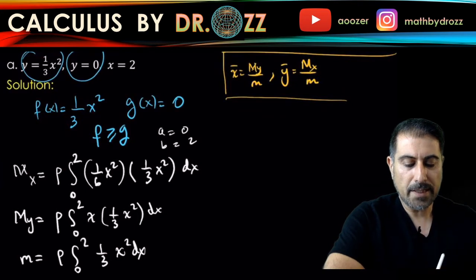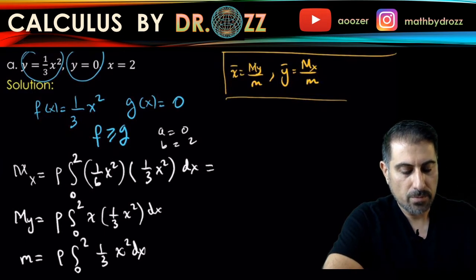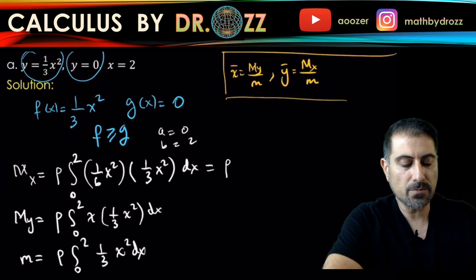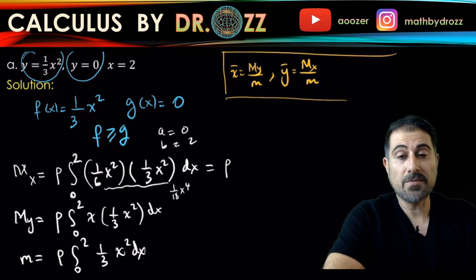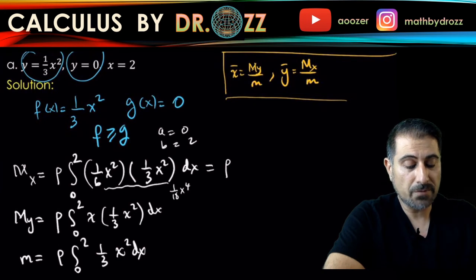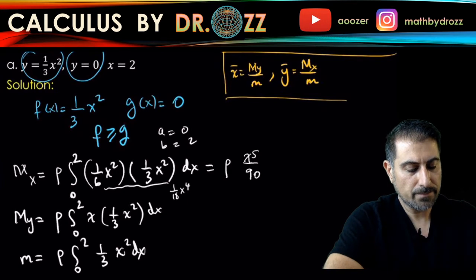I have 1 over 18 x to the 4th inside the integral. So rho, again, this is 1 over 18 x to the 4th. So 1 over 18 x to the 5th divided by 5 is the antiderivative of that. Essentially this is x to the 5th divided by 90, from 0 to 2.